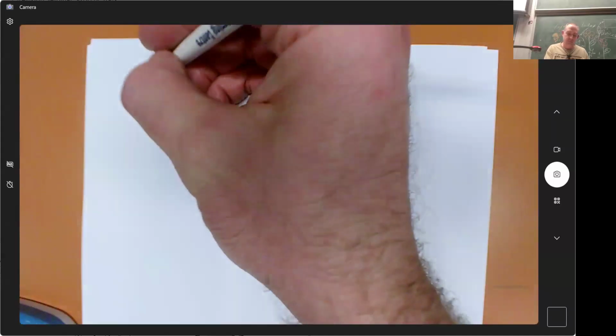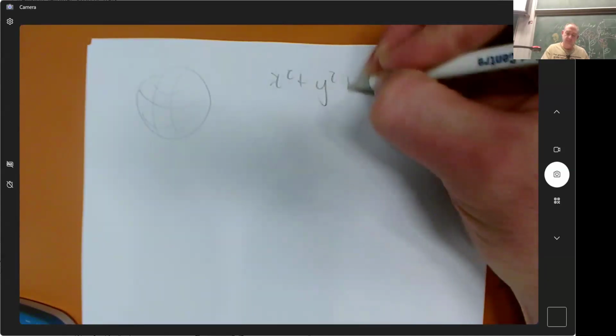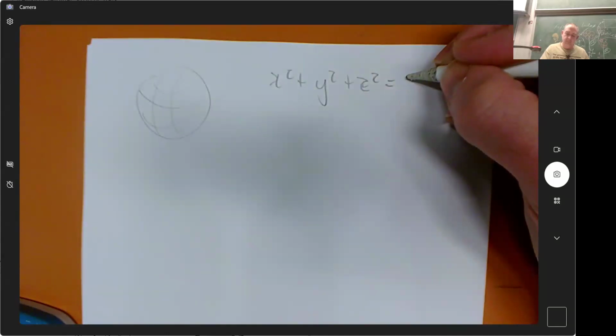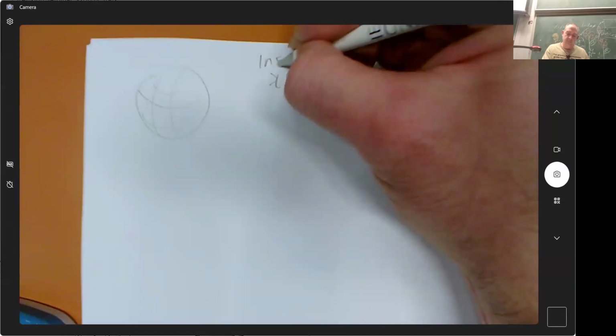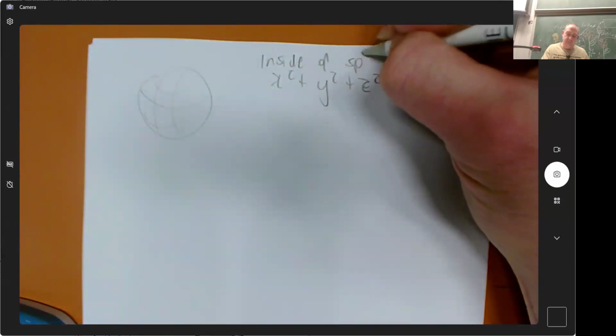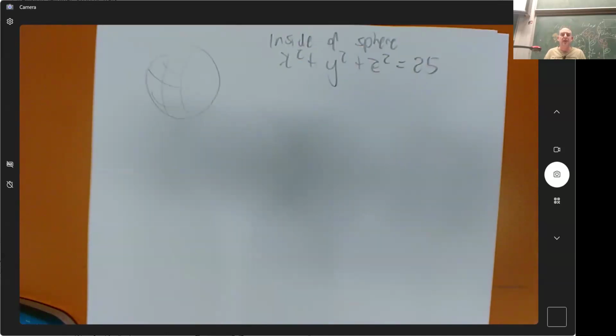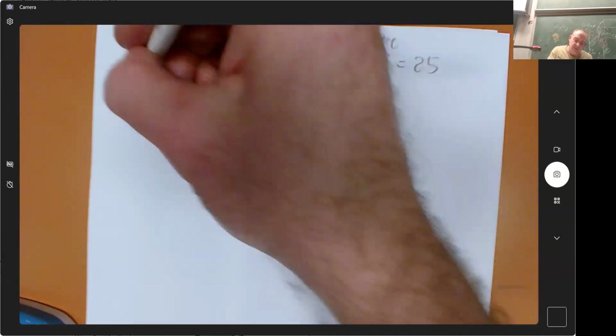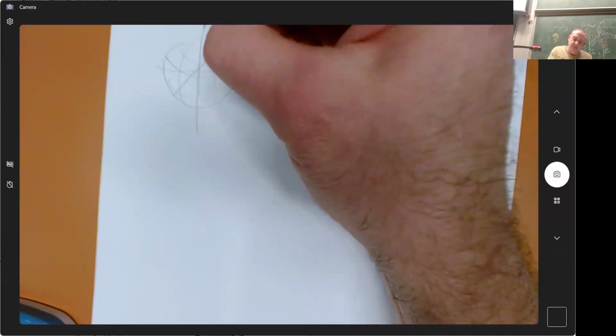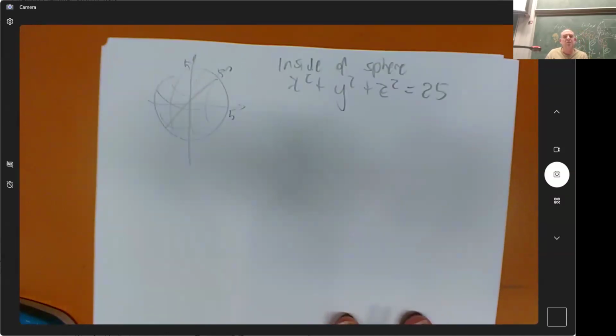Oh, no, there's one more. What if you wanted to parameterize not a surface, but the entire space? Or in particular, the inside of a sphere? The inside of the sphere, x squared plus y squared plus z squared equals 25. So that's a sphere. It's beautiful. What if you wanted to parameterize that?